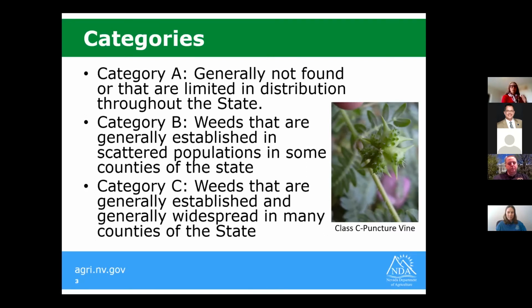We are working currently on an early detection and rapid response plan, which at some point I'd like to come back and talk to this group about specifically, how we can get engagement with early detection and rapid response, more specifically the rapid response part of weed treatments. These species are our category A and a couple of our category B species that we'd like to take some action on as soon as they are found in the state.